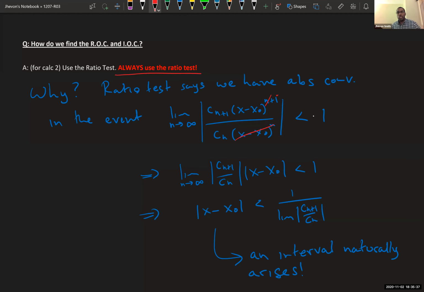Okay, let's actually look at some examples. Here are some power series, and we're going to find the radius of convergence and interval of convergence of some power series.